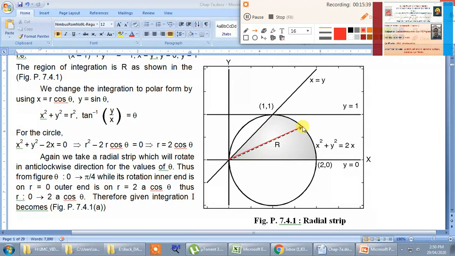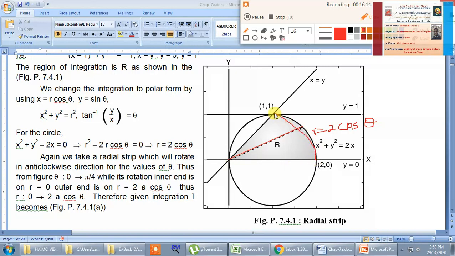Now let us convert this circle in terms of r. So this circle is nothing but x square plus y square equal to 2x. If you put x square plus y square equal to r square, what do we get? We get r square equal to 2r cos theta. So one r will get cancelled, and r is equal to 2 cos theta.